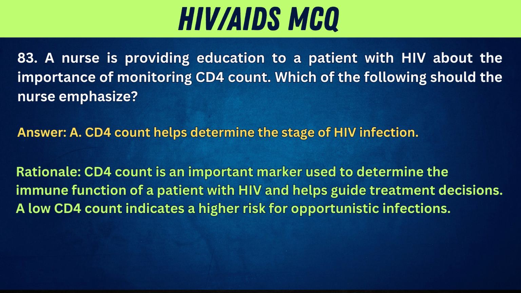Answer. A. CD4 count helps determine the stage of HIV infection. Rationale. CD4 count is an important marker used to determine the immune function of a patient with HIV and helps guide treatment decisions. A low CD4 count indicates a higher risk for opportunistic infections.